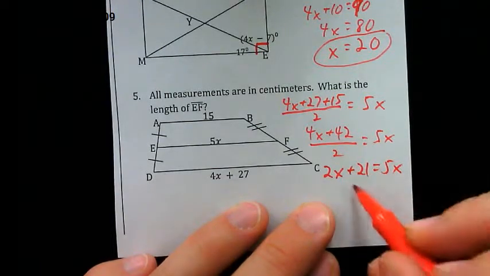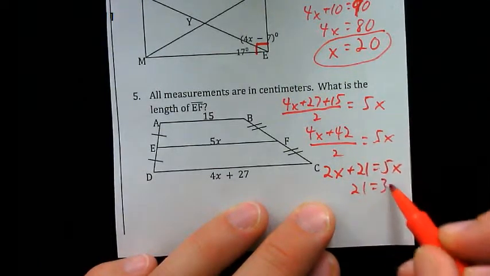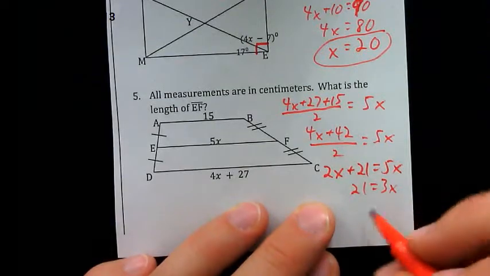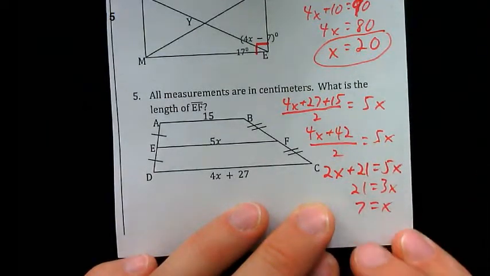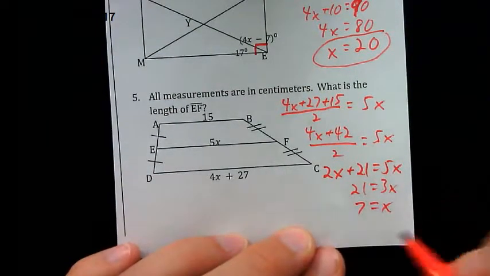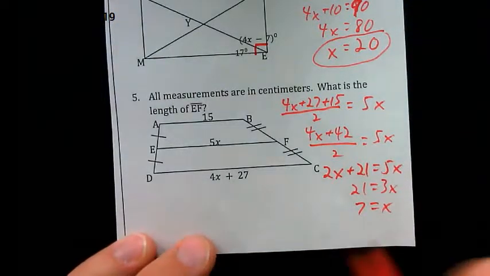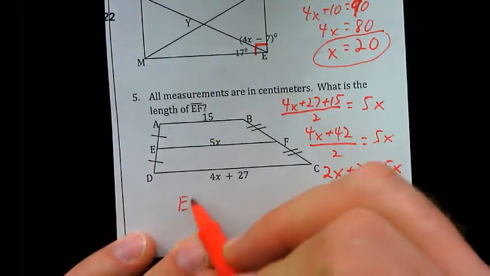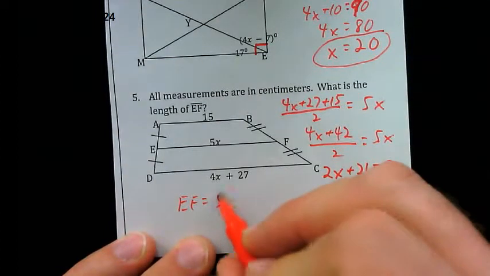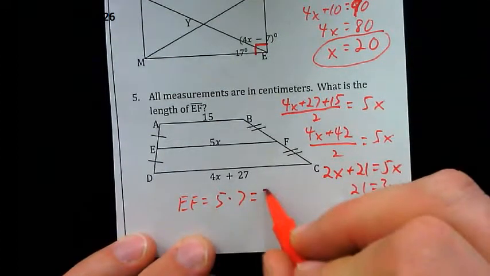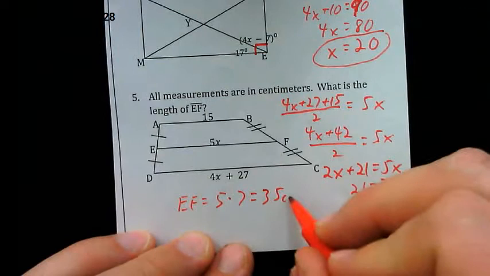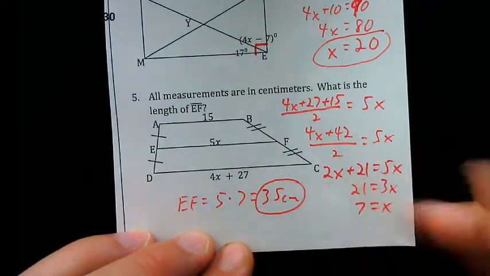You can bring the 2x to the other side by subtracting it. Gives you 3x. Divide by 3. And x is 7. Again, that's not the final answer. You still have to plug it in. So for EF, you have 5 times 7, which is 35. And again, this said it was in centimeters.